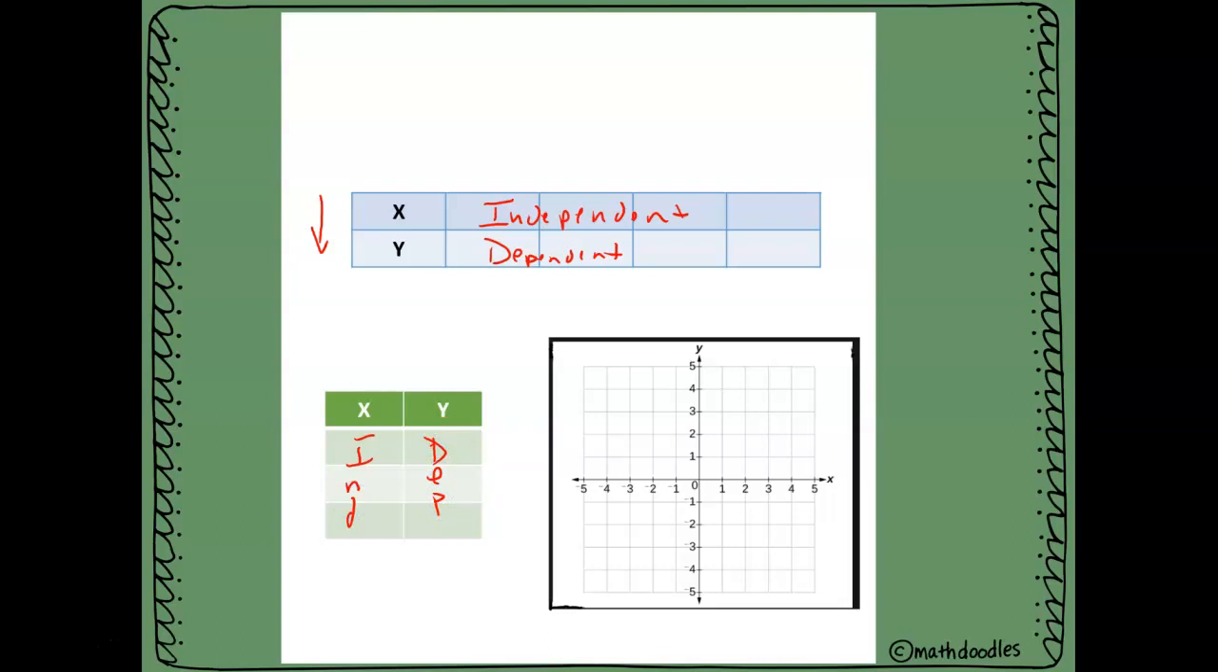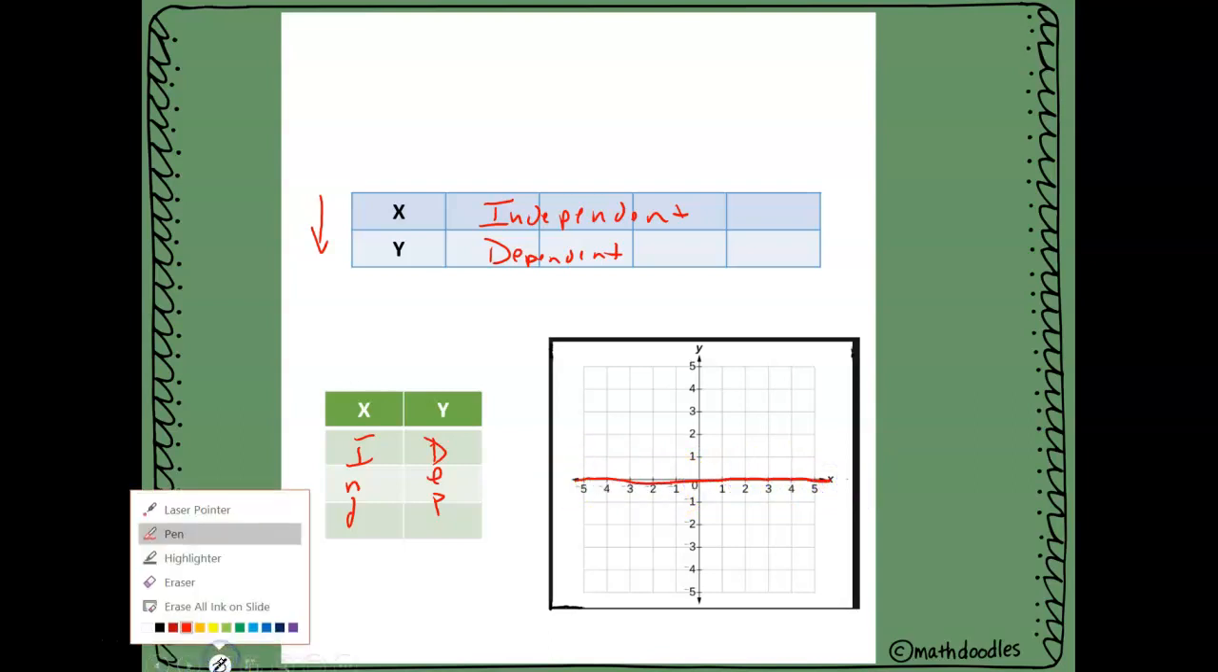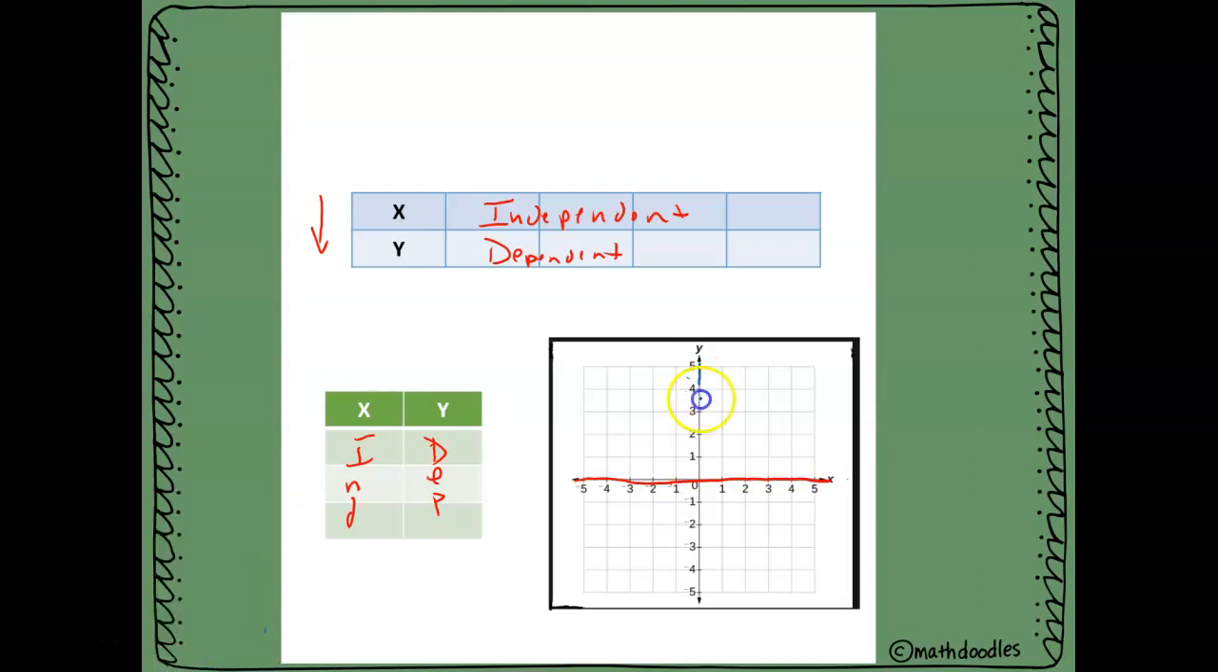When we look at a graph, the X is your independent values. In this case, this graph does not match what we just did, but these would be our independent values on the x-axis right here. The y-axis would have our dependent values, which are the ones that are going to change based on the x-axis. Okay, so this is dependent. This is independent.